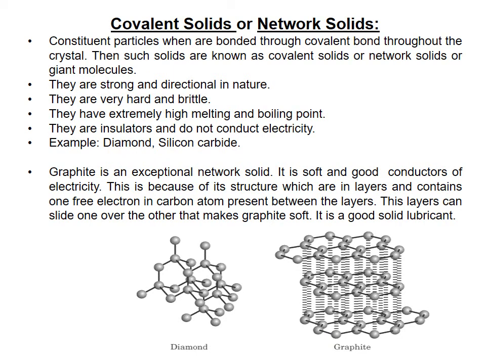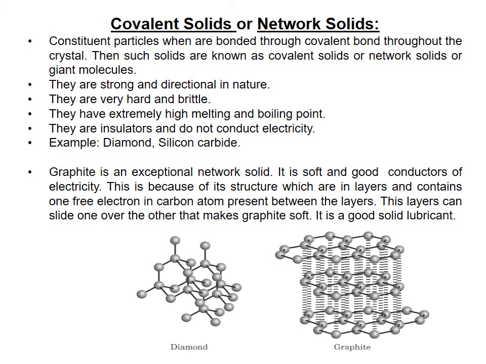The fourth type of crystalline solid is covalent solids. They are also known as network solids. They form strong covalent bonds which are directional in nature. As a result, these solids are generally hard and brittle. They have extremely high melting and boiling points, except graphite. They also do not contain any free electrons in them, and that is the reason why they are also non-conductors of electricity.